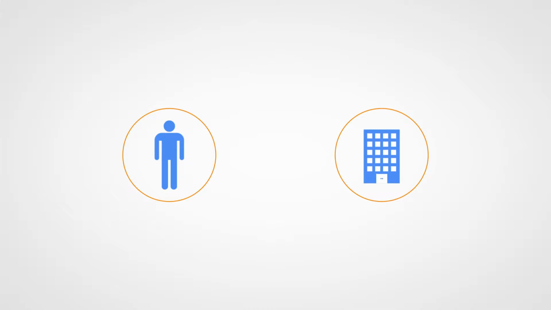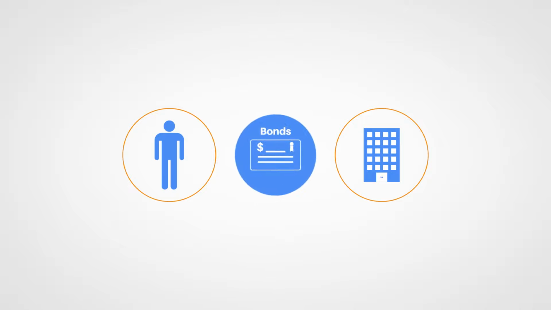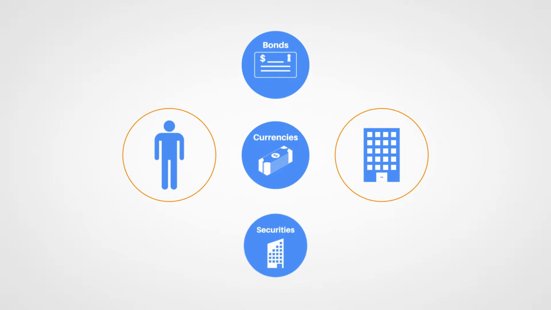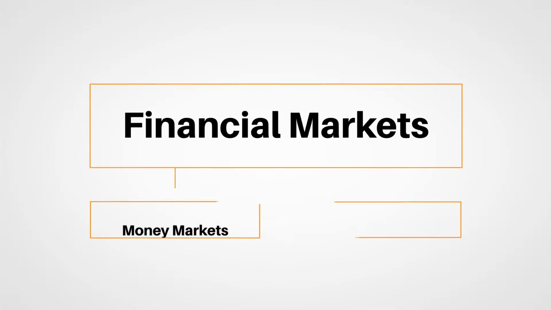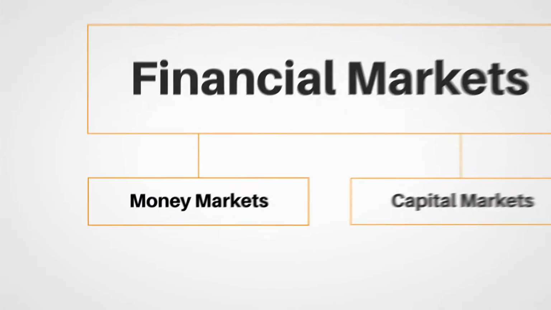Financial markets are where individuals and organizations trade assets such as bonds, currencies, and other securities. Participation in the financial markets is a way for institutions to generate funds that can be loaned to borrowers. There are two different kinds of financial markets: money markets and capital markets.